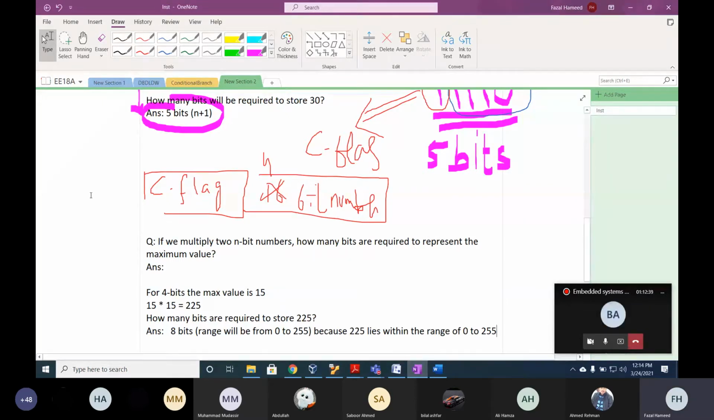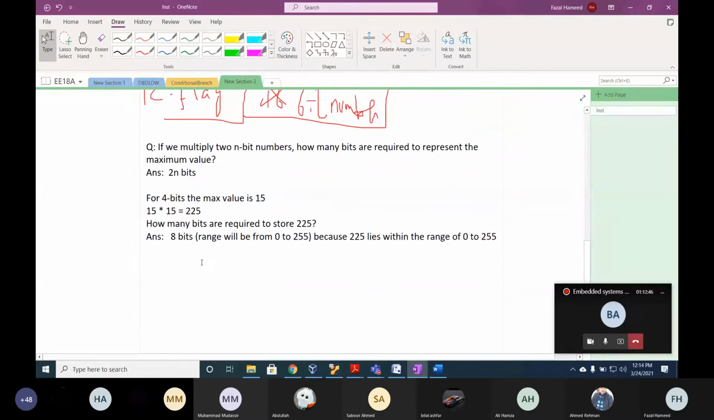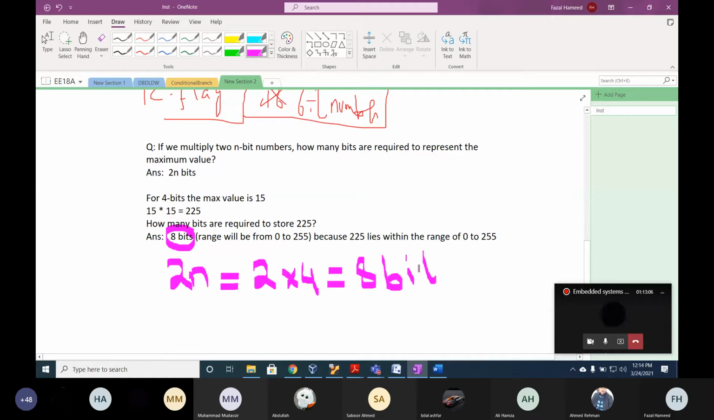Okay, so generally speaking, if we multiply two n-bit numbers, the result will be 2n bits. So in this example, what is n? 2n bits. And what is n here in this example? 4. How many bits do you need? 8. So generally speaking, if we multiply two n-bit numbers, the same is true.